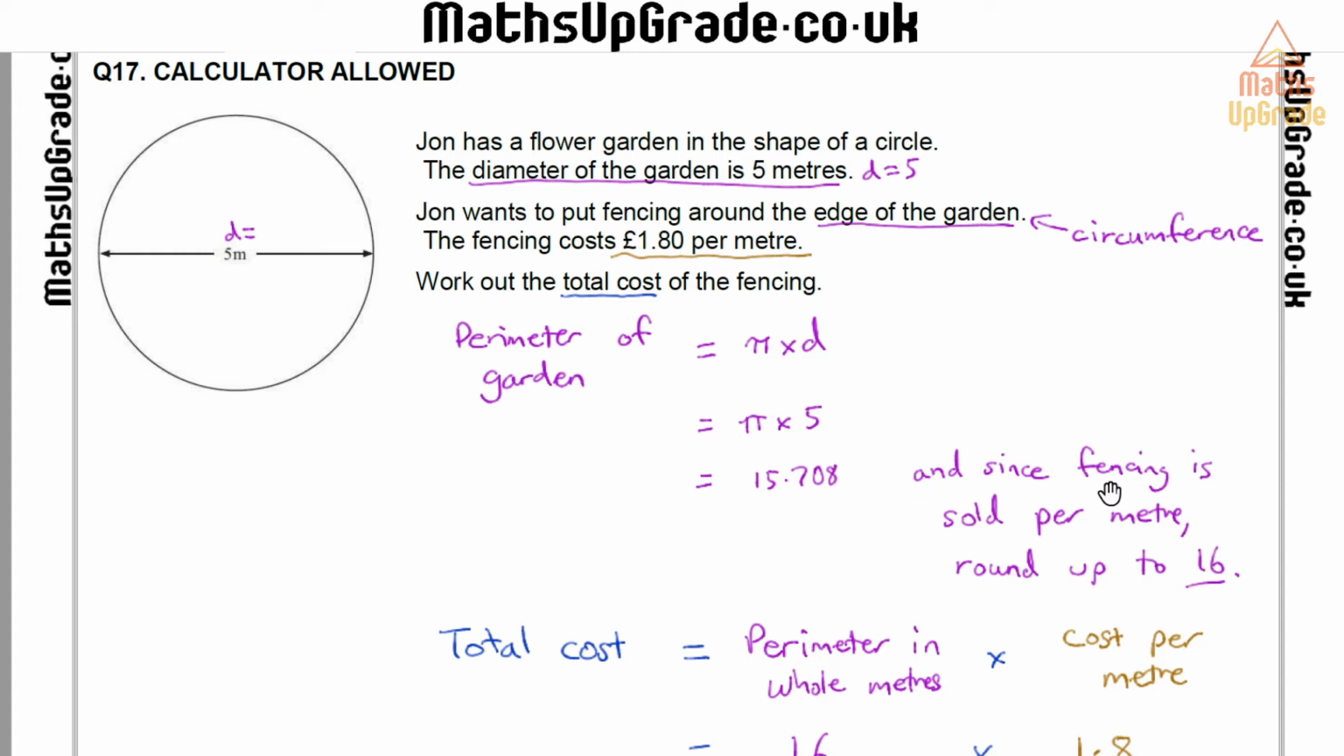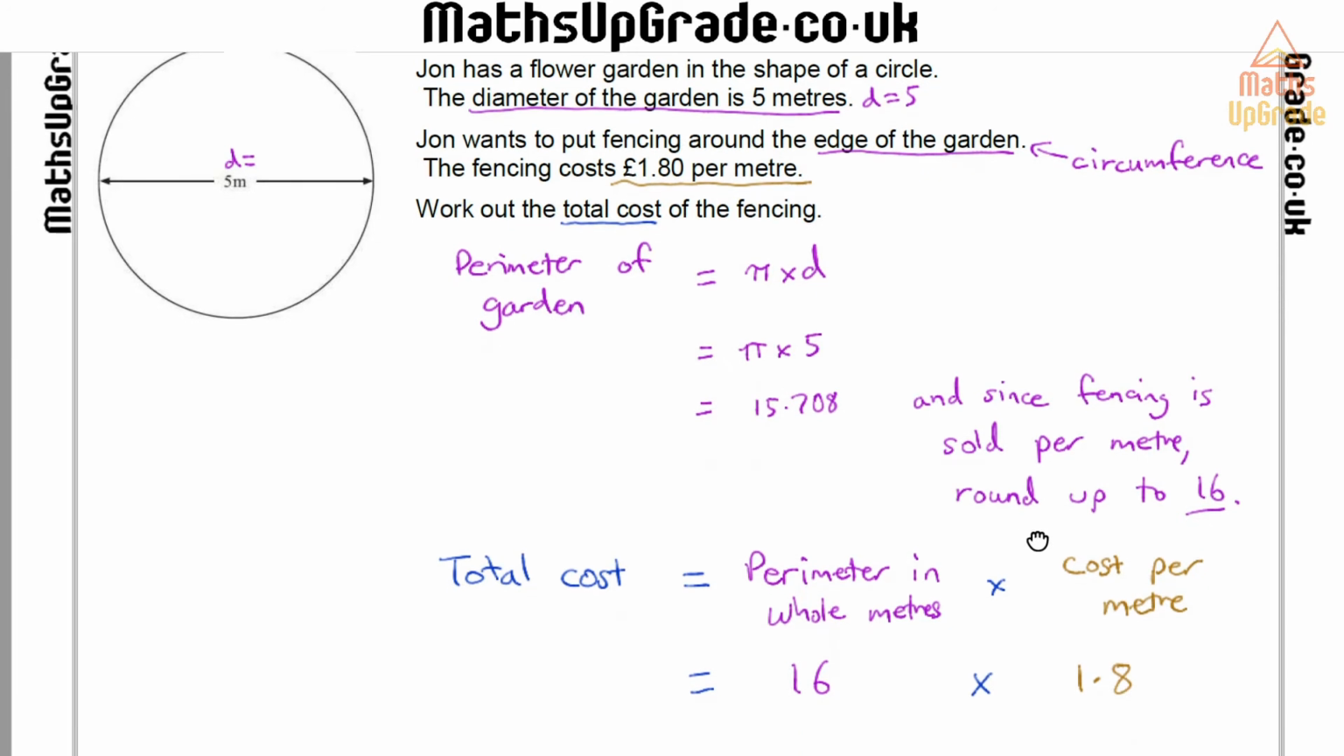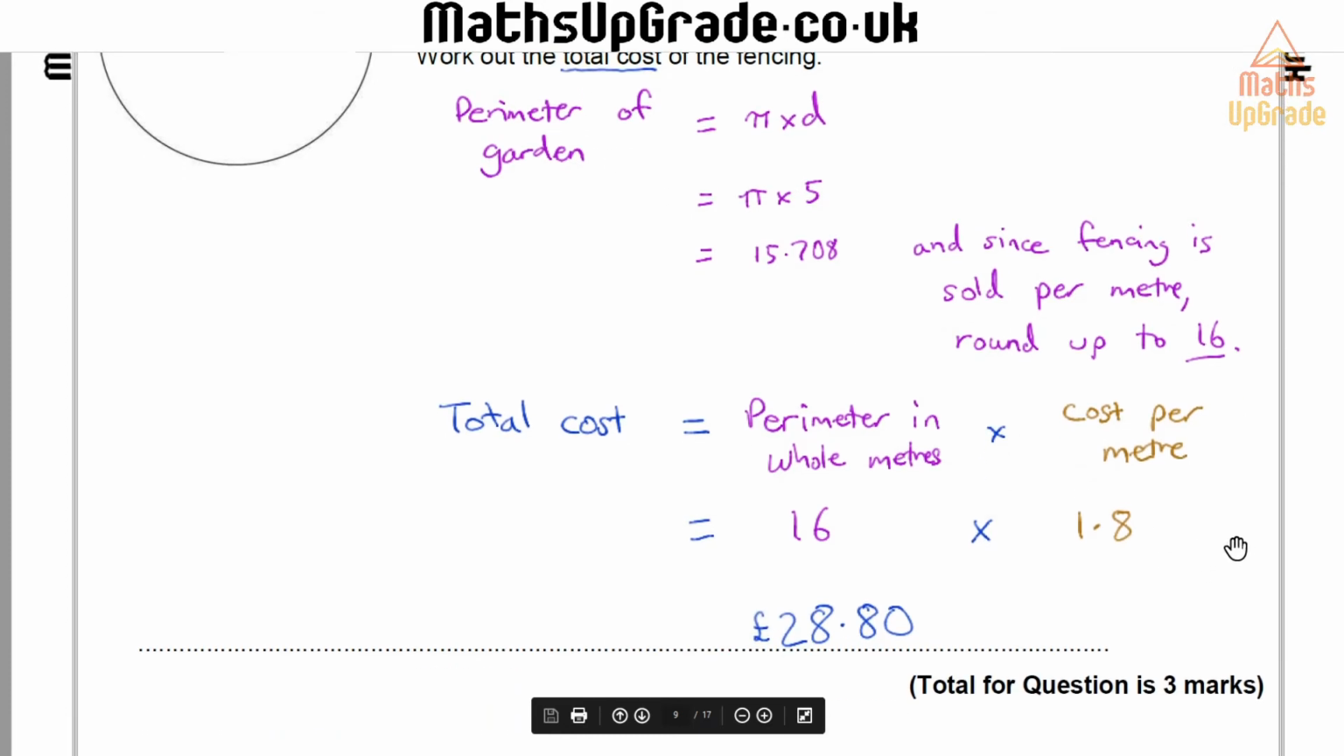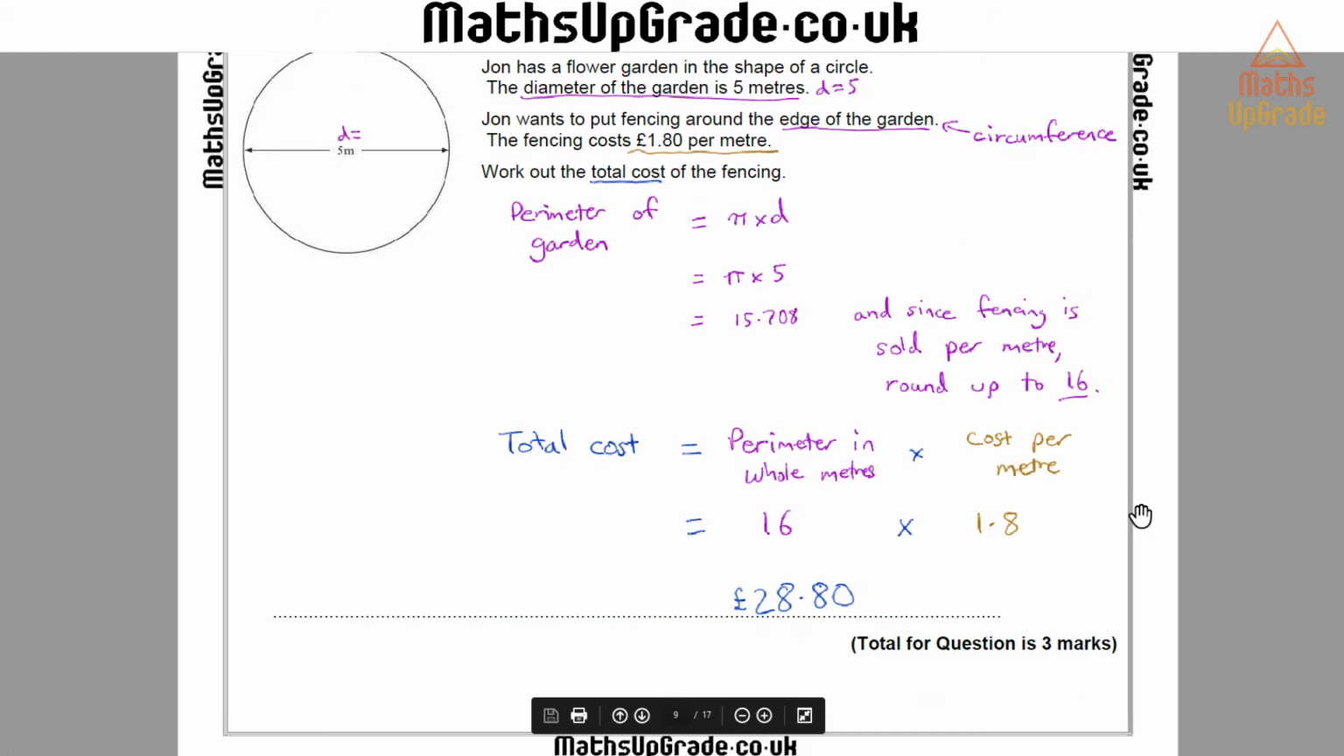Now, since fencing is sold per meter, I'm going to round this up to 16, because otherwise I cannot buy 15.7 meters of fencing. It's sold per meter because it costs per meter. So now I need 16 meters of fencing. The total cost is going to be 16 times £1.80. 16 times 1.8 gives me £28.80 for 3 marks.